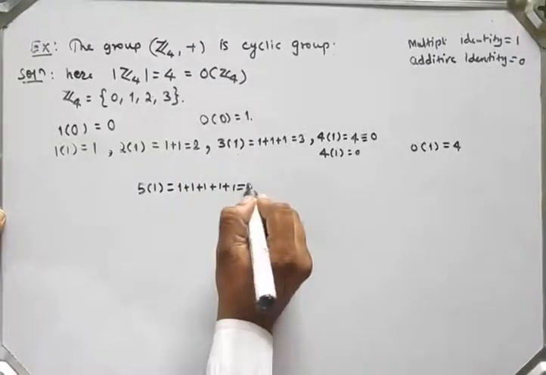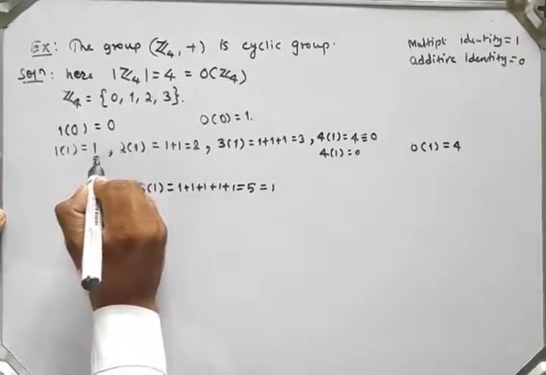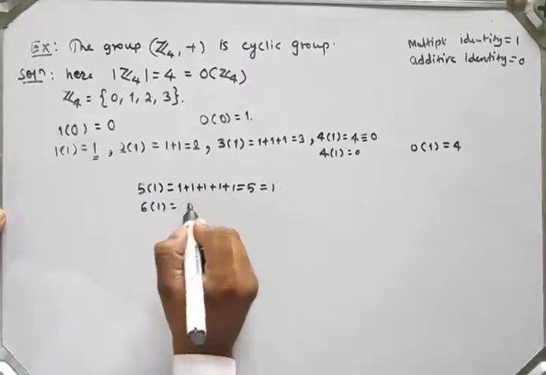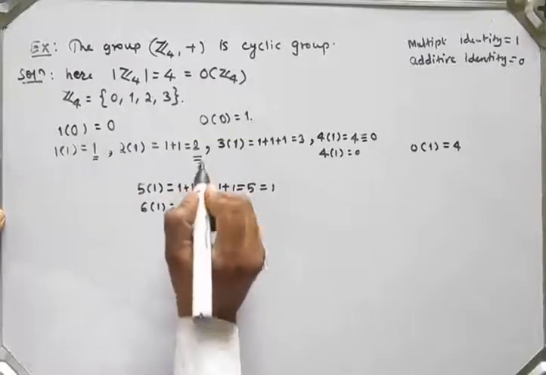So this is 5 times, which is 5. So 5 modulo 4 is again 1. So I already have 1 in the set. If I write 6 into 1, then we get 6, right? And 6 modulo 4 is again 2. So I already have it in the set.